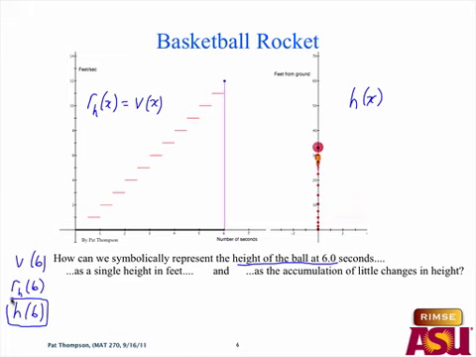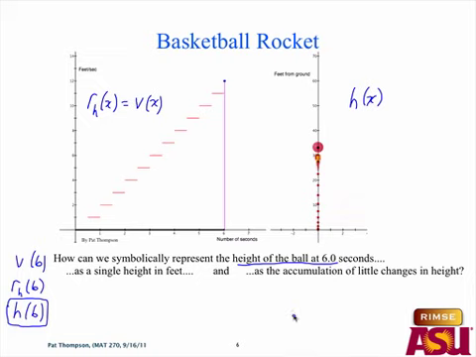H is the height function. Not asking for the rate. So this is the rate, or the feet per second, or the velocity. We want the height at 6 seconds. Okay? The accumulation of little changes in height. Helios. I want to represent the height of the ball at 6 seconds as an accumulation of little changes in height. Any idea?